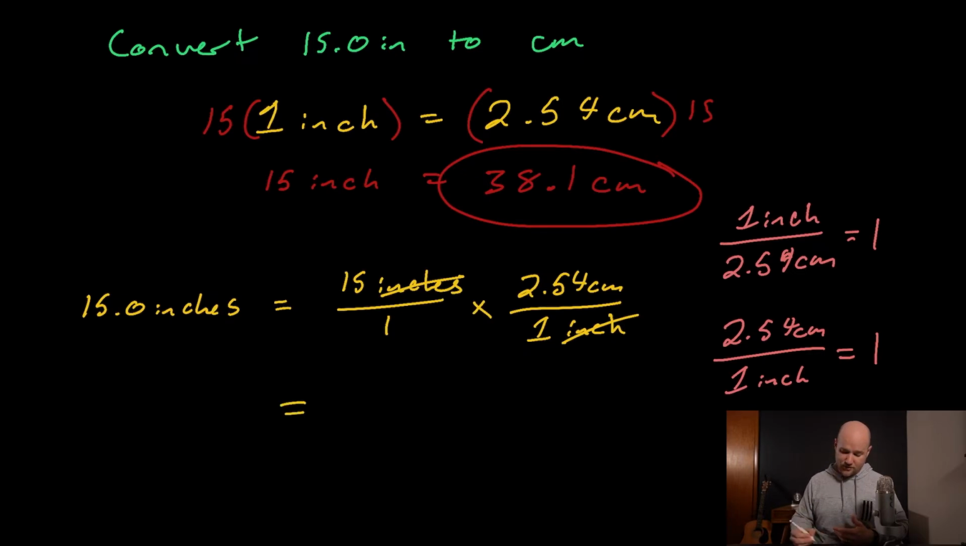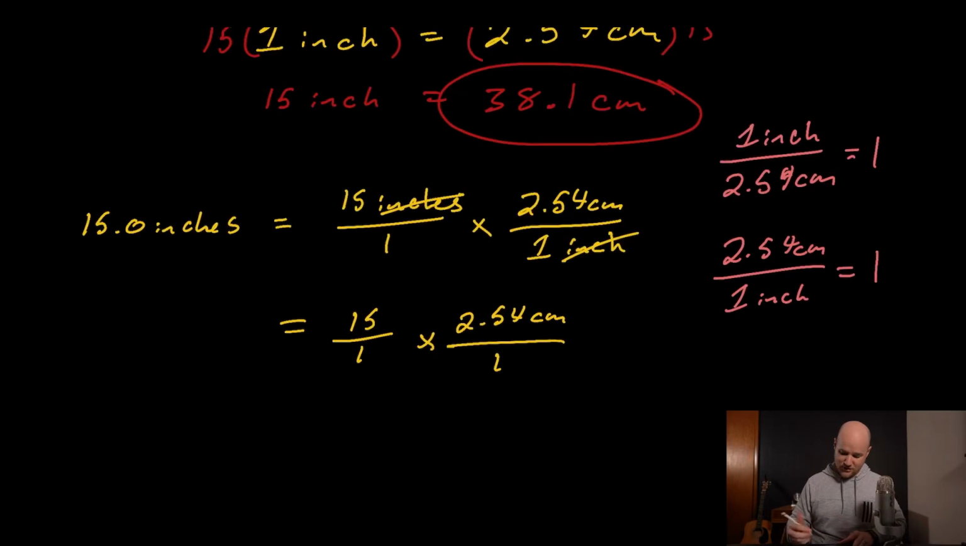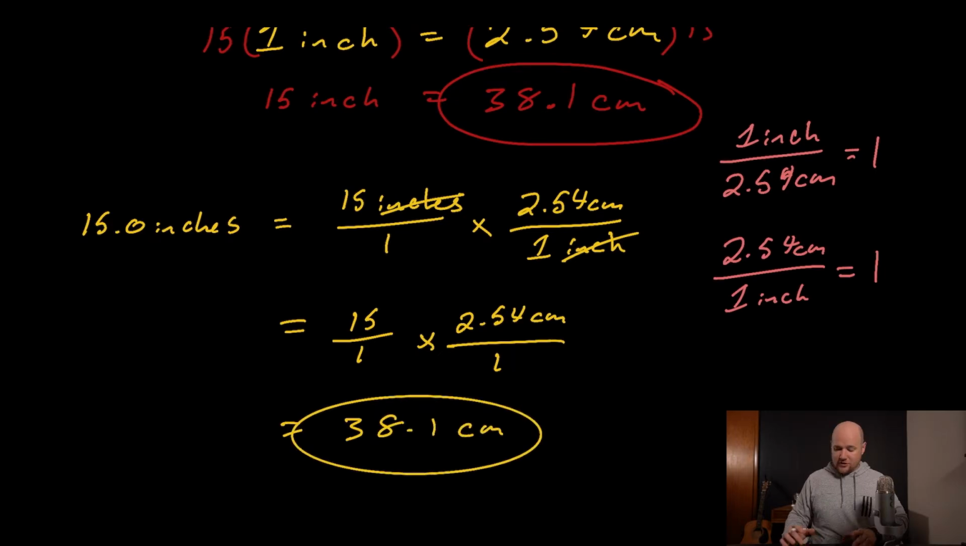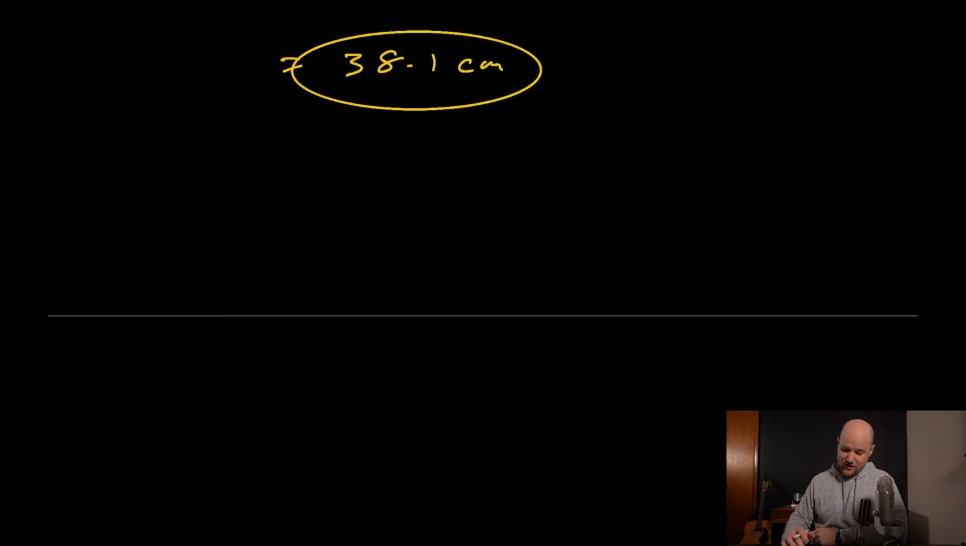And so what am I left with? Well, I'm left with 15 divided by 1, because my inches canceled out, multiplied by 2.54 centimeters. Those centimeters didn't cancel out, so they need to stay in there, divided by 1. So that ends up just being 15 times 2.54, which gives me the same answer of 38.1 centimeters. So like I said, that's a little bit more of a complicated way to go about it, but you're going to see in just a minute that that's actually a way more efficient way to handle some of these more complicated conversions. Let's try another one real quick.